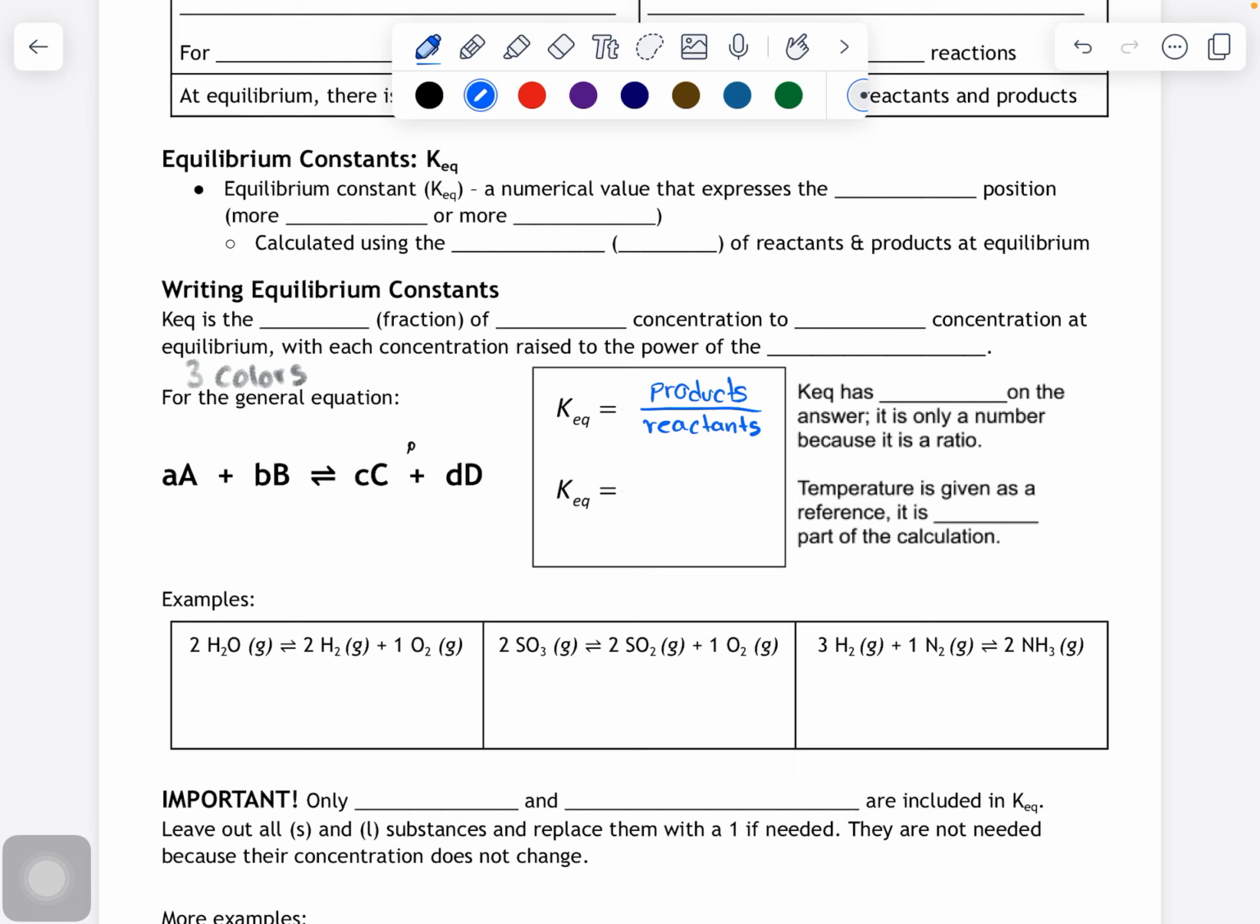So we're going to use our first color, and I want you to circle all of these capital letters with your first color. And these capital letters are going to be your chemical formula. Okay, so your actual chemicals. So these are your chemical formulas.